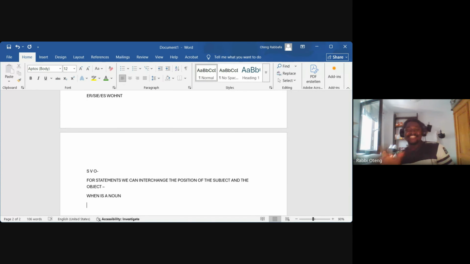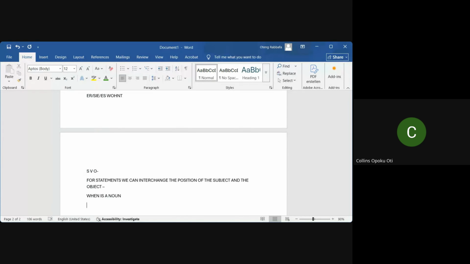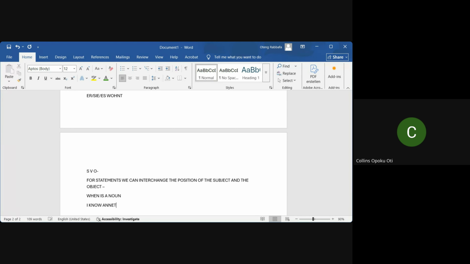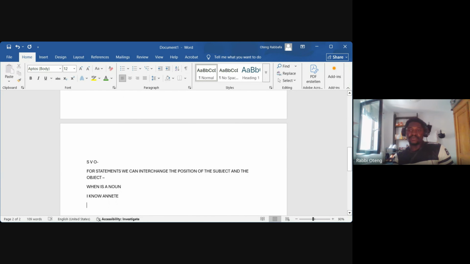Oh, like the sentence is right, okay, but the rule doesn't apply to this sentence. So when the object is also a noun, you can interchange it. Let's say, I know Annette. In English, "I know Annette" is different from "Annette I know." But in German you can say "Annette kenne ich," and it still means you know Annette.